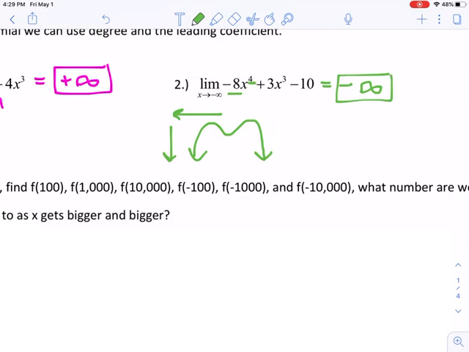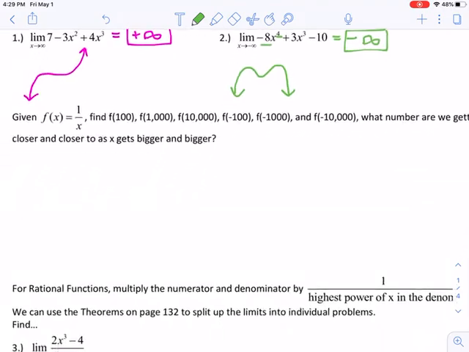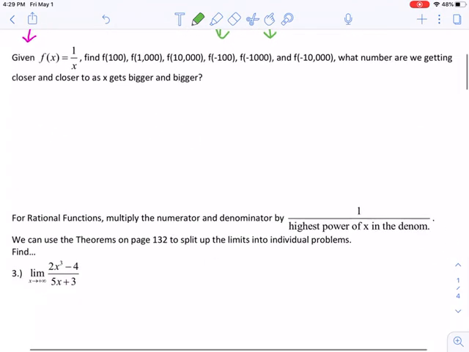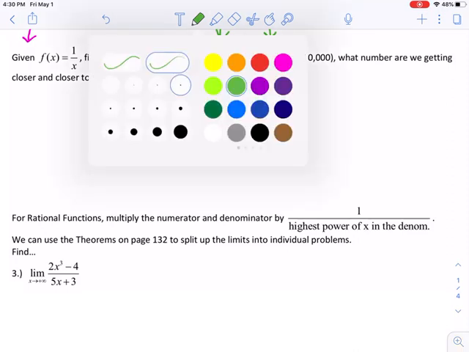Unfortunately, we're not always going to just find the limit of polynomials. We also want to find the limit of rational functions. So let's look and see what happens to a rational function. If we're given f of x is equal to 1 over x, and I plug 100 in for the x, then 1,000, then 10,000. Or maybe on my negatives, I plug in a negative 100, a negative 1,000, or a negative 10,000. We're getting closer and closer and closer to 0 on both ends as x is getting bigger and bigger and bigger. We can look at the graph of this.